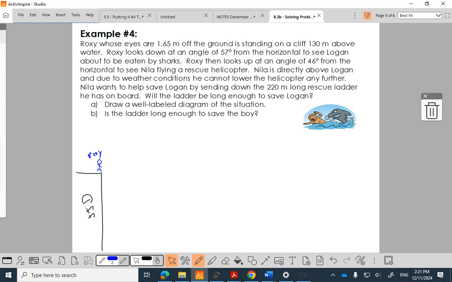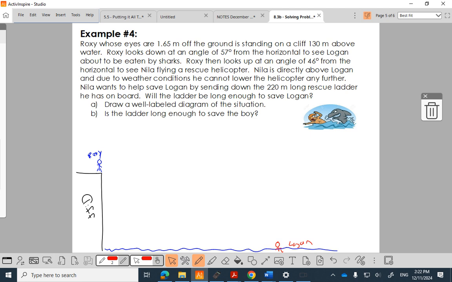And water. Do you see why I had to go lower? Can you already see what's going to happen? He's looking up. Roxy, I think, is the girl's name, but that's okay. So there's Roxy, and then in the water, who's in the water? Logan. Got it?